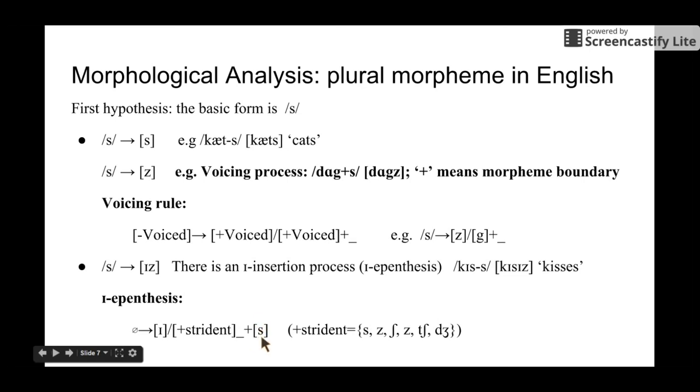Here I'm introducing a new notion, strident. Strident is a class of sounds which include these guys. So the application is like this: we have an s sound and then we have a z sound, and in between we insert a vowel.